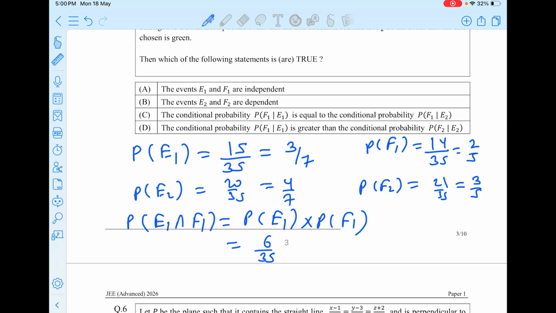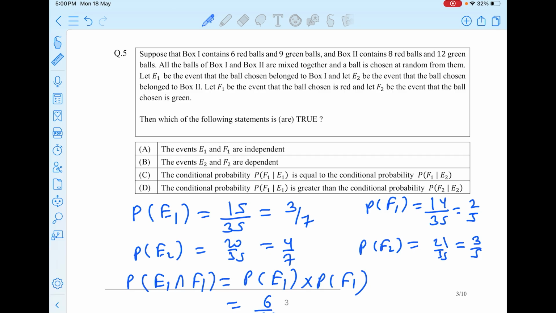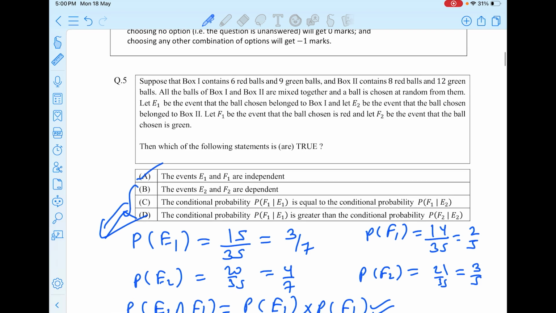Now P of E1 intersection F1. What's the meaning of P of E1 intersection F1? That means the ball you are picking is from box 1 and that ball should be red. So like 6, because in box 1 there are 6 red balls, and total how many balls? Total favorable cases is 6 by total cases 30. So see, P of E1 intersection F1 is equal to P of E1 into P of F1. They are independent. Similar to that, you can calculate other possibilities also, option by option. Okay, so that is also an easy question.